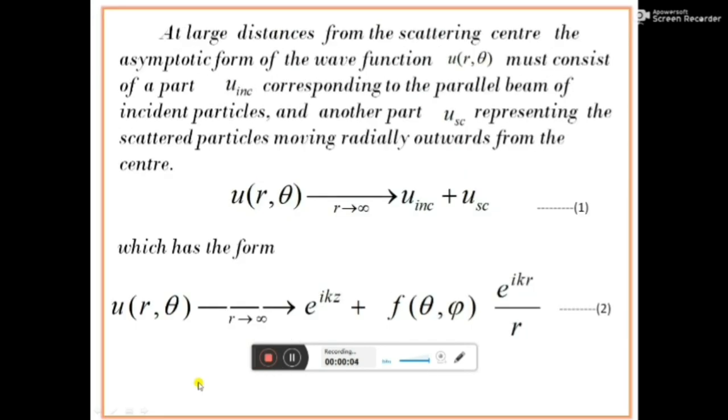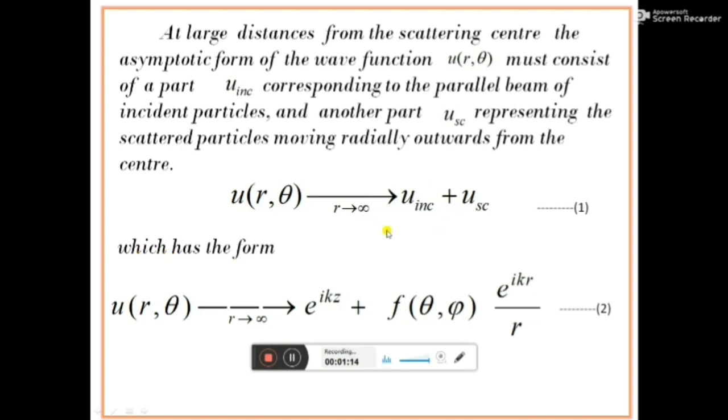At large distance from the scattering center, that is, when r tends to infinity, the form of the wave function u of r comma theta must consist of a part u incident, corresponding to the parallel beam of incident particles, and another part u scattered, representing the scattered particles moving radially outward from the center. Therefore, u of r comma theta when r tends to infinity is made up of u incident and u scattered. We shall now analyze this requirement in more detail and thereby arrive at an expression for the scattering cross section in terms of the asymptotic form of the wave function.